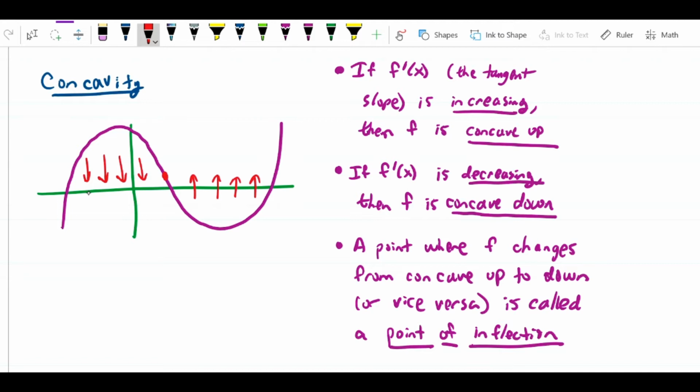So the definition that we're going to use for concavity is we'll say that if f prime of x, the derivative of f, is increasing on an interval, then we say that f is concave up. And conversely, if f prime is decreasing, then we say that f is concave down. I'll get to this last point in a minute, but let's just take a look at what that means. Let's take a look at the tangent slope right here.